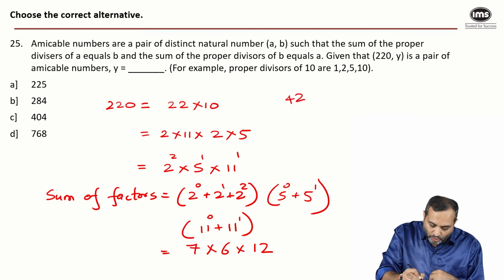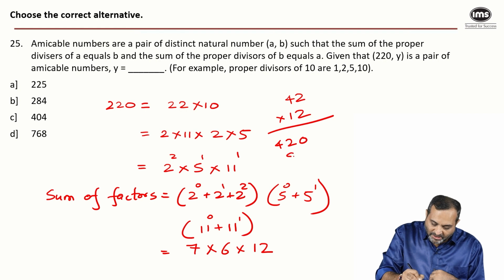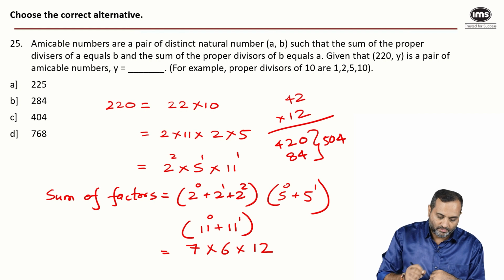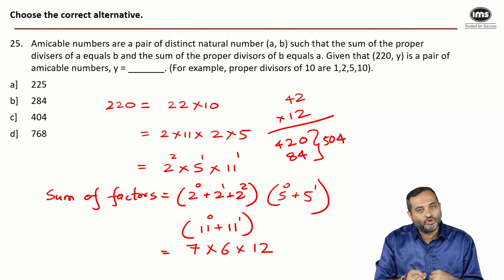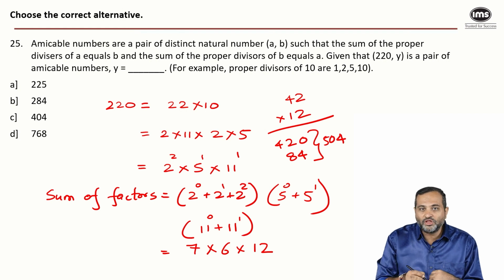What is 42 into 12? Can you write this as 420 plus 84? So this will give me 504. So do you see 504 is there in the option? No, I don't see 504 in the option.